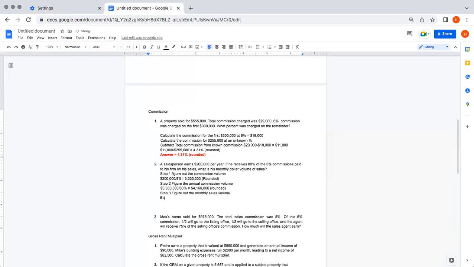That equation is 4,166,666 divided by 12. Let's figure that out on our calculator. Divide that by 12. That's going to be $347,222 rounded. Let me just make sure: $347,222.